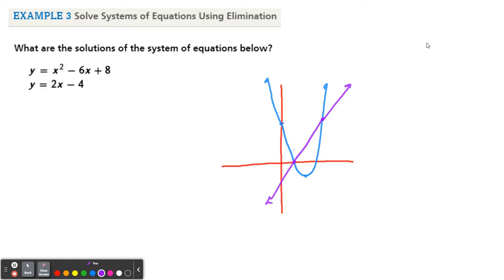It looks like one solution is at negative 2, 0. That's going to be an x-intercept of both graphs. Or not negative 2, positive 2. Positive 2. What am I doing? Positive 2, 0. Right here. And then the other solution is right there, and that looks like it's the point 6, 8.